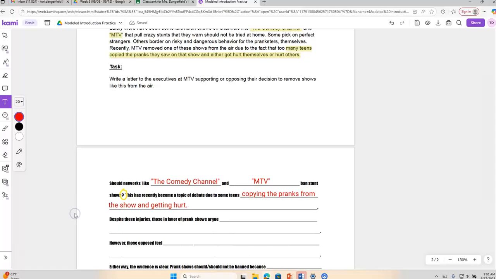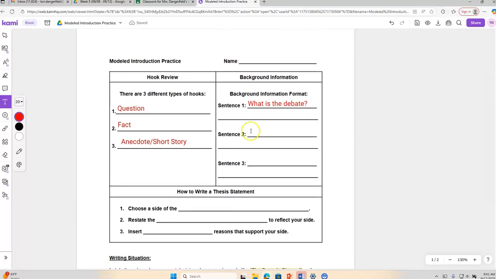Okay, so again, the first sentence of our background information needs to tell our audience what is the debate. And the debate is that some teens are copying these pranks, they're getting hurt, and so some people think that these shows should be taken off the air. You guys obviously have the ability to pause the video if you need to, so feel free to do that. After we have the first sentence of our background information stating what is the debate, our next sentence is going to let our audience know what, sorry guys for the all capitals, what do those in favor argue?